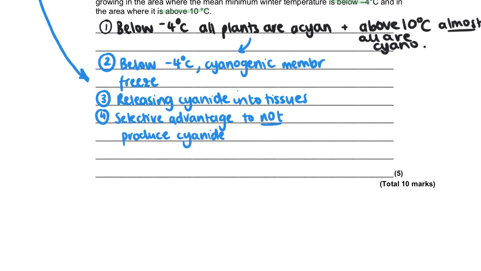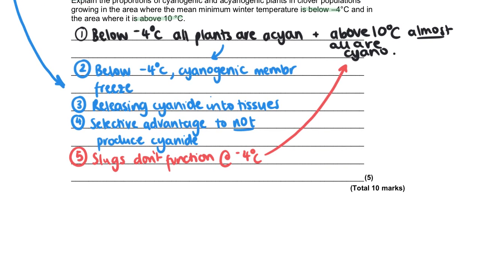And for your final mark, I'm going to put number 5 here, you could have said that the slugs aren't actually present here. So the slugs don't function at this -4. You could have also said that the slugs are present at higher temperatures, so the cyanide production is going to kill or deter them, and I guess that's going to be useful to link to this first mark. But broadly, you just needed to mention how having cyanide at -4 isn't actually going to help, it's actually going to hinder the growth.